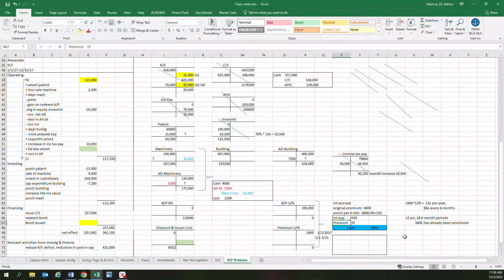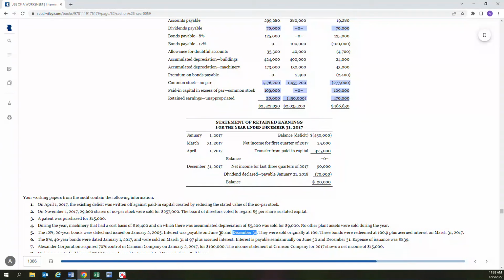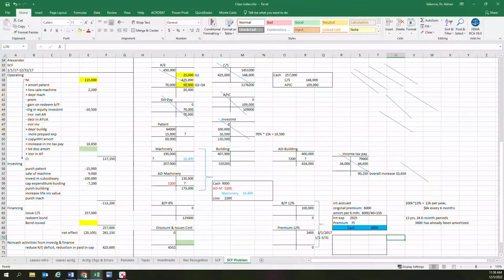Let's put things into perspective so that you don't lose track of what we're doing. We're trying to account for this redemption, where we pay off this bond early at this amount. But before we can do the redemption, we have to accrue interest from January 1st until March 31st of 2017, because that has not been done yet. That's what I'm doing with this transaction, the interest from January 1st to 3/31. Now we post this information here. That gives us $75 right here.